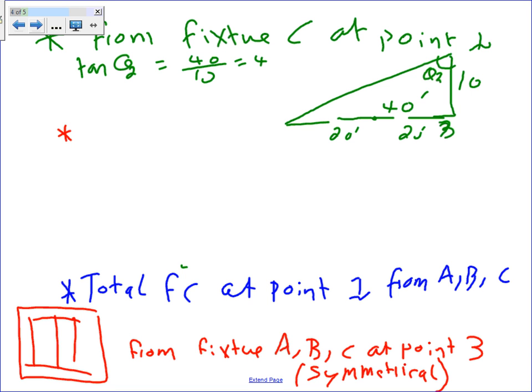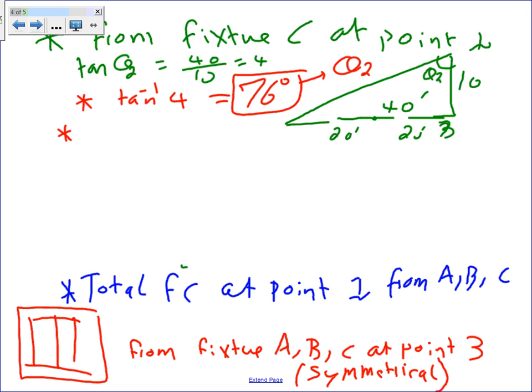Okay? And then if you guys continue with that one, if you take tan inverse, Q2 equals tan inverse 4, which equals 76. Anybody came up with something different? 76 degrees. This is Q2. So I found Q2 as 76 degrees. Now I can go ahead and plug in the numbers. So we found these.